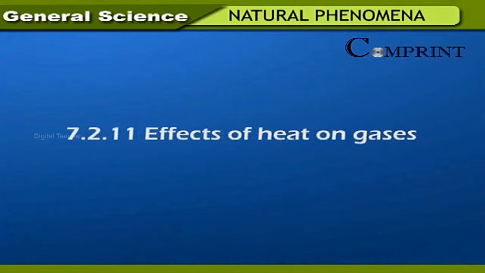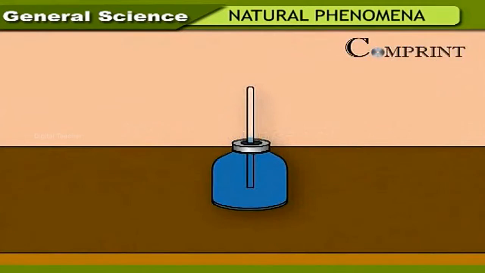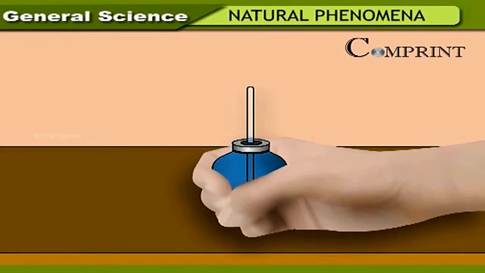Effects of heat on gases. Activity. Take one empty injection bottle and clean it thoroughly. Make a small hole in its rubber cap. Arrange an empty refill and insert it through the rubber cap as shown.